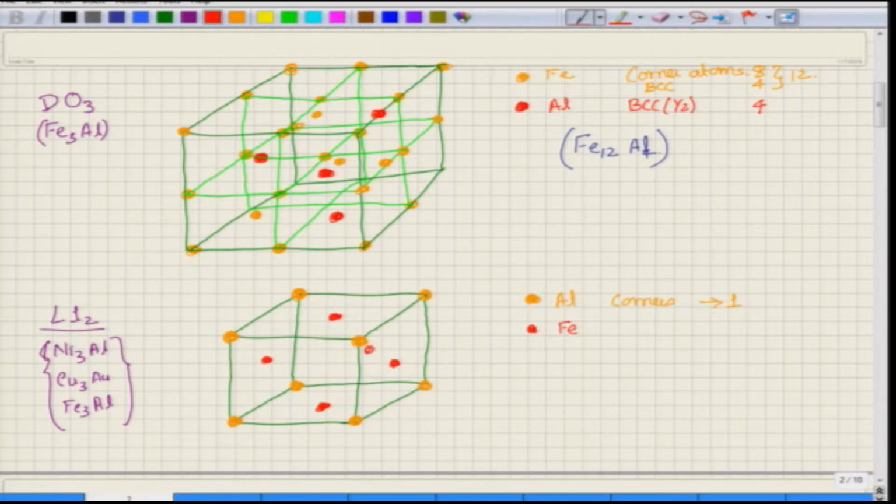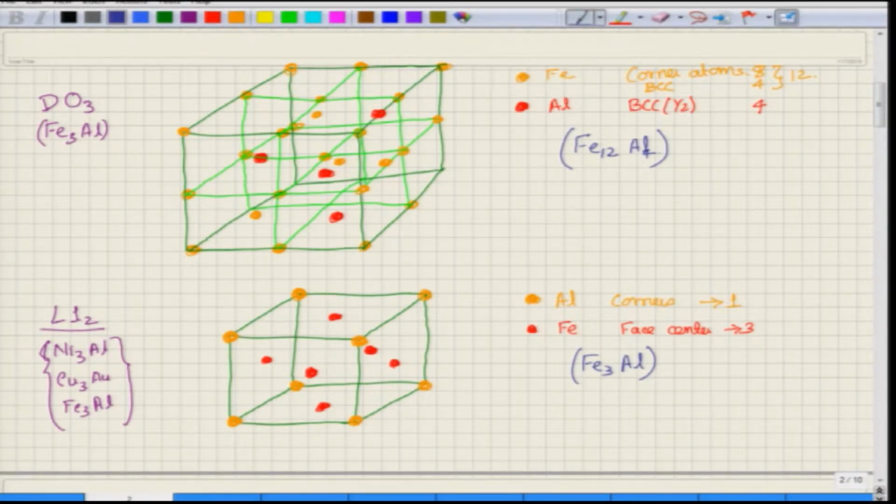Now, there are 6 face centers and each atom counts as half. So, 6 into half is equal to 3. So, face centers is 3. So, again you can see we end up with Fe3Al. So, this is another kind of system. Now, here instead of Fe you could have Ni and you would get what is called the Ni3Al system. Now, so we have seen 4 different systems.